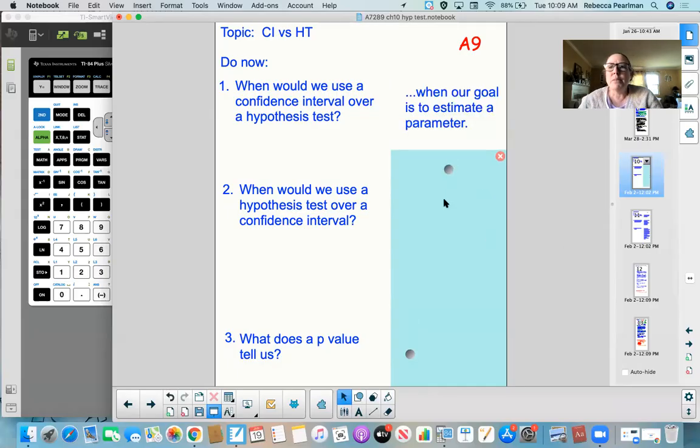We would make a confidence interval when we want to estimate a parameter. For instance, we're trying to estimate the true proportion of all registered voters for a certain candidate, or when you want to estimate the true mean for a particular population. We would do a hypothesis test when we want to test a claim. We have some suspicion. Our suspicion is H sub A, the alternative hypothesis, and we're testing our claim against the null hypothesis, which is the status quo.